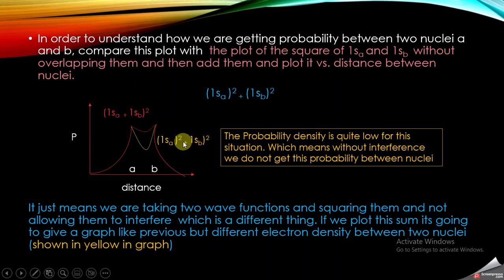So you can see that if we do not allow the constructive interference, we are not getting this probability density between the nuclei. So basically, this probability density is coming because of the interaction of the two wave functions of the two hydrogen atoms. It just means we are taking two wave functions and squaring them and not allowing them to interfere, which is a different thing. And if we plot this sum, it is going to give a graph like the previous one, but with different electron density between the two nuclei. So this is the yellow thing.